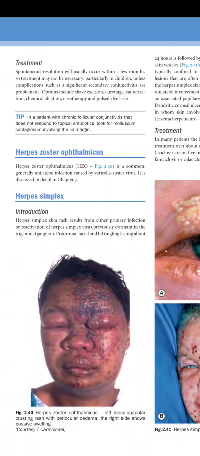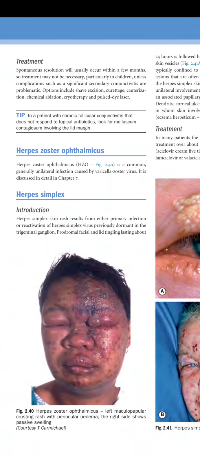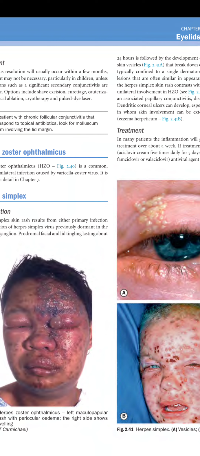Herpes zoster ophthalmicus. Herpes zoster ophthalmicus is a common, generally unilateral infection caused by the varicella zoster virus. It is discussed in detail in chapter 7. So basically, herpes zoster is unilateral and involves the dermatome of the trigeminal nerve. Herpes simplex introduction. Herpes simplex skin rash results from either a primary infection or reactivation of the herpes simplex virus previously dormant in a trigeminal ganglion.